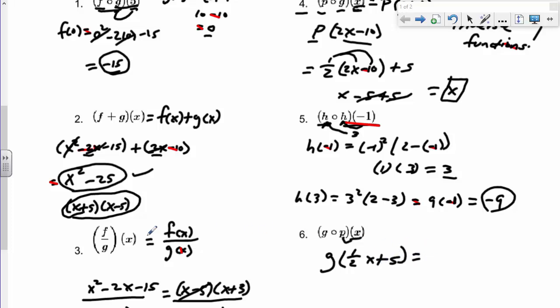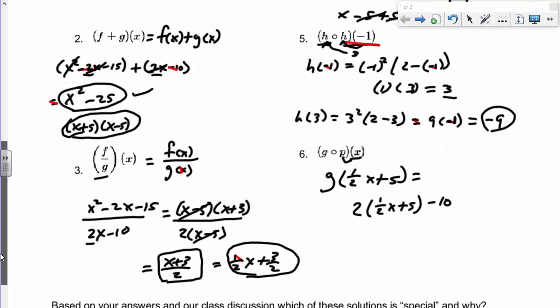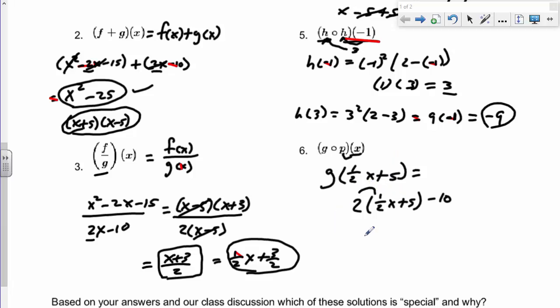Remember that this g function right here is 2x minus 10. So what this equals is 2 times 1/2 x plus 5, and then minus 10. So we turn the x right here into 1/2 x plus 5. So let's see what happens. 2 times 1/2 x is x, and 2 times 5 is 10. And now we'll subtract 10. And these will cancel out, and this is equal to x now.